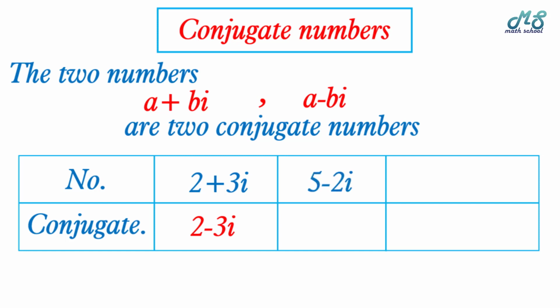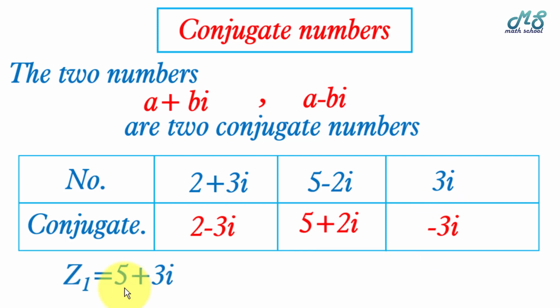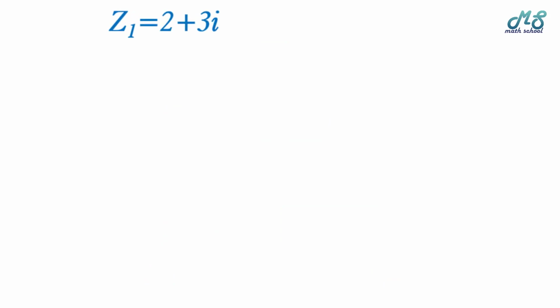5 minus 2i. Its conjugate 5 plus 2i. 3i. Its conjugate, guys, negative 3i. For example, guys, if the first is 5 plus 3i, its conjugate will be 5 minus 3i. Don't forget, guys, they are different in the middle sign. For example, the first one 2 plus 3i, the second one will be 2 minus 3i.